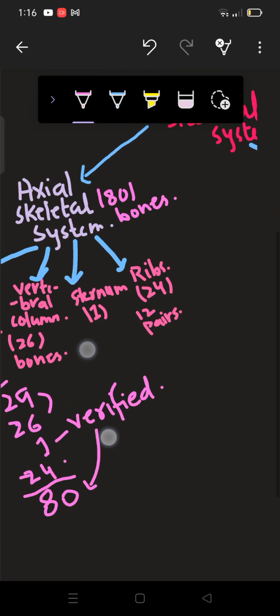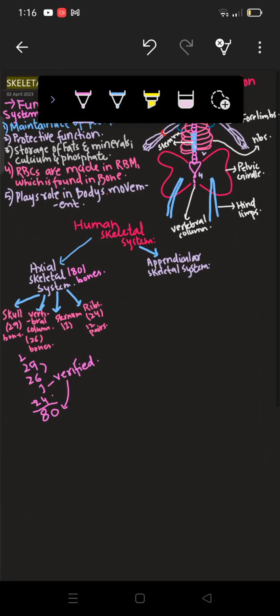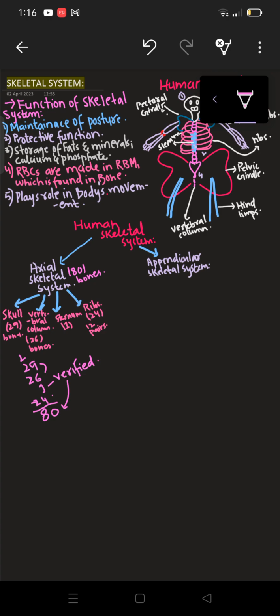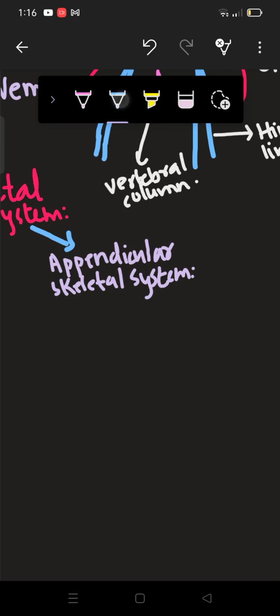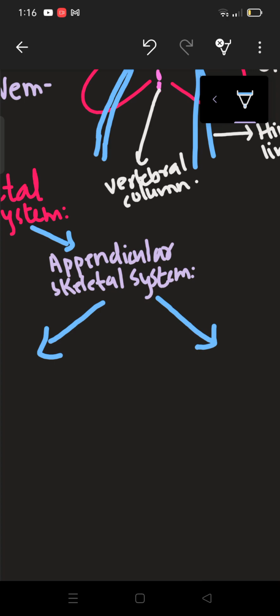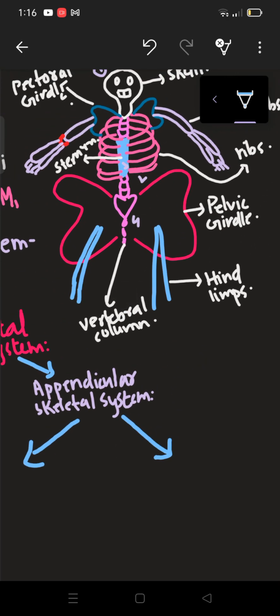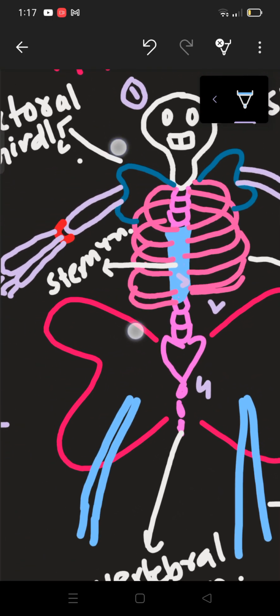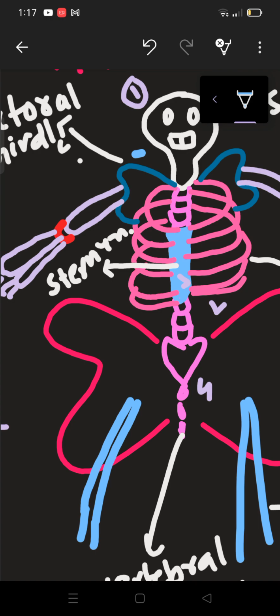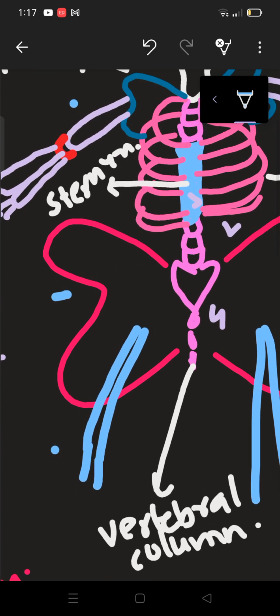80 bones. Now let's see what structures are present in the appendicular skeletal system. We have seen the axial skeletal system, but now let me tell you about the appendicular skeletal system. The appendicular skeletal system means the bones which are present on the side of the body, not in the center. We have the girdle which is present on the side of the body, then we have forelimbs as well as hind limbs.